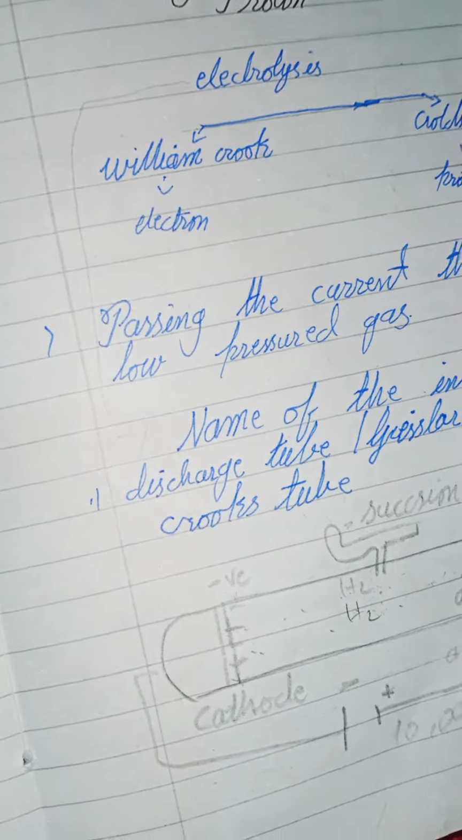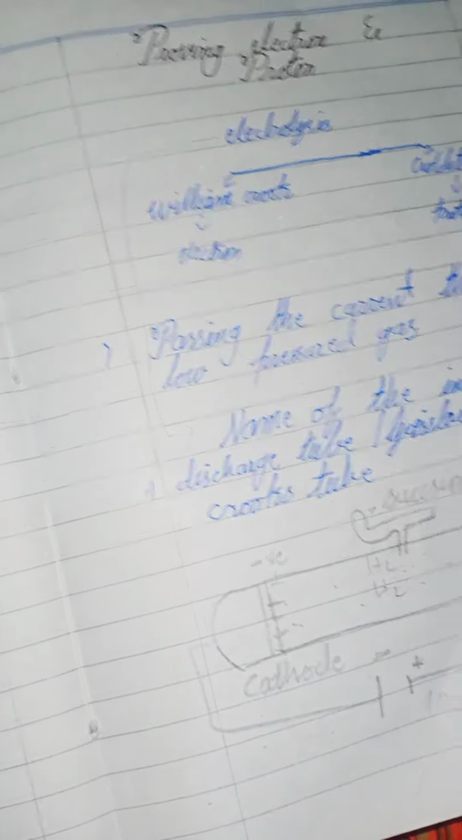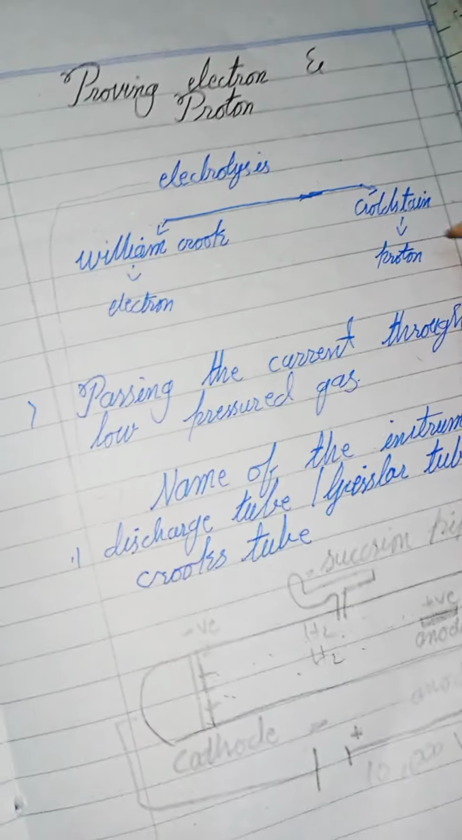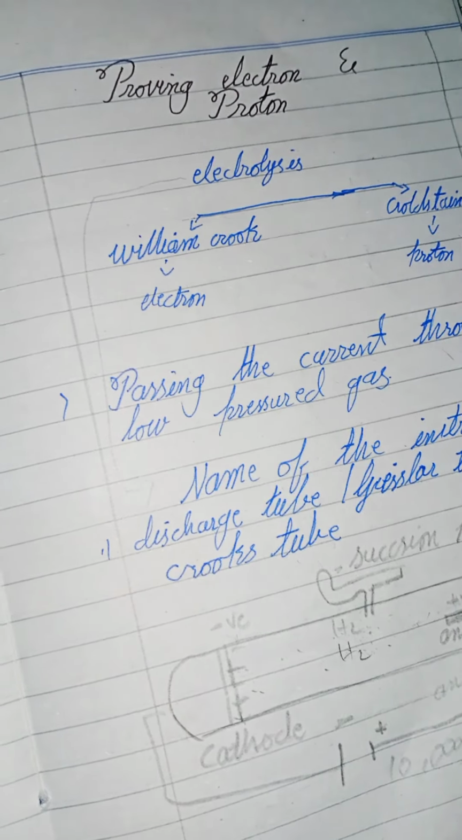The Goldstein. Now let's discuss how the proton was discovered. So Goldstein was watching his experiment, and William Crookes was very happy, and he was running. I'm just joking, okay. So he was running and dancing.